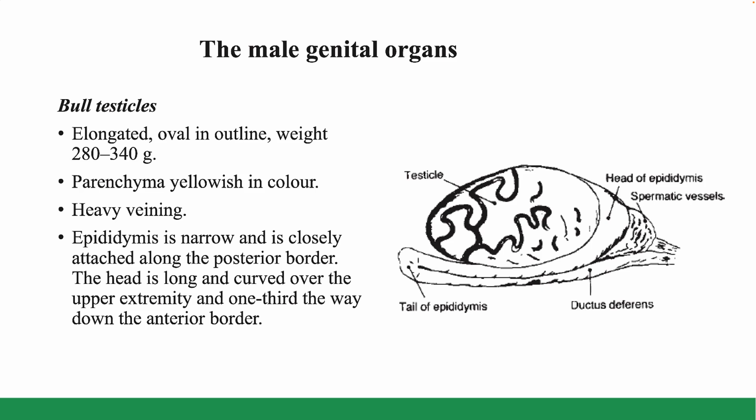In bull, it is oval in outline. Another distinctive feature is the heavy veining. It is heavily veined, but its parenchyma is yellowish in color, and the head to tail of the epididymis is firmly attached to the testicles as compared to other species of animals we're going to see later. We can say it is closely attached along the posterior border.